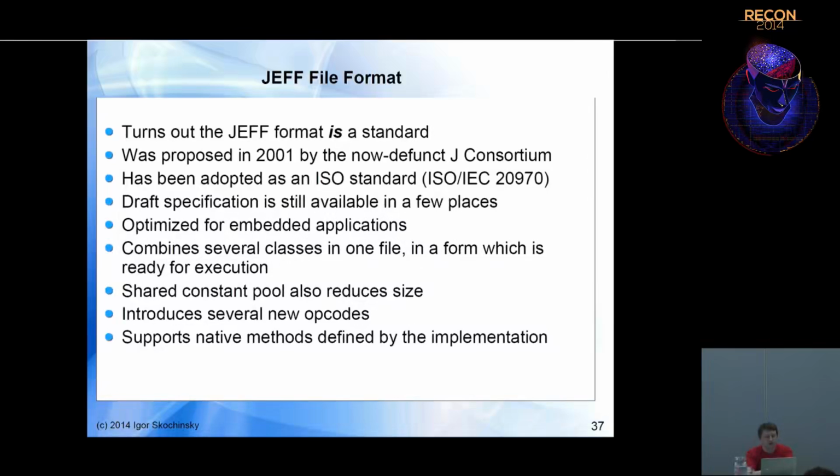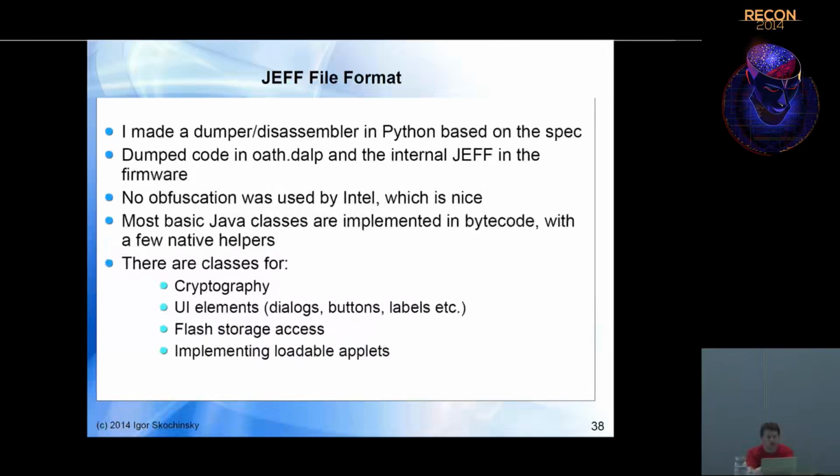Apparently, it's still used by some point of sales software things, but not much besides that. But it was also used on this Intel ME. So finally, I had the full description of the file format. I had the description of all opcodes, and apparently it also has the ability to call native implementations by some index. Some native methods can be implemented.